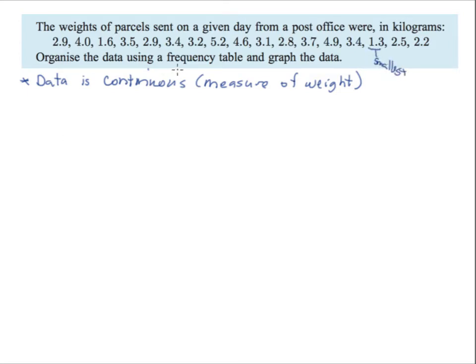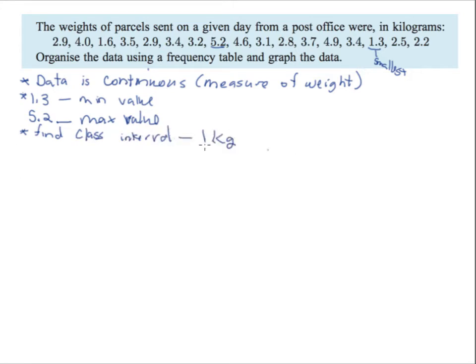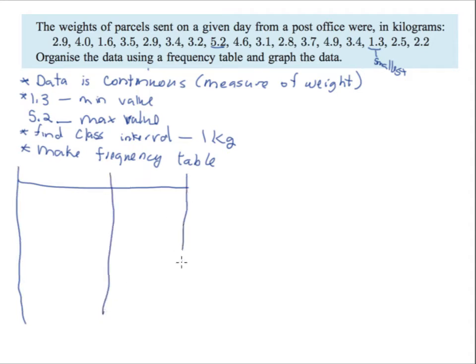How to find our class intervals? Let's look at our range. We're going to find our minimum value and our maximum value. So 1.3 is our minimum value, and 5.2 is our maximum value. So we're going to range in between this. Now we can go a little bit below or above those values. So it makes sense that I would do a class interval of 1 kilogram, and since my minimum value is 1.3, I'll need to start at 1 kilogram on my frequency table. So that's our second step.